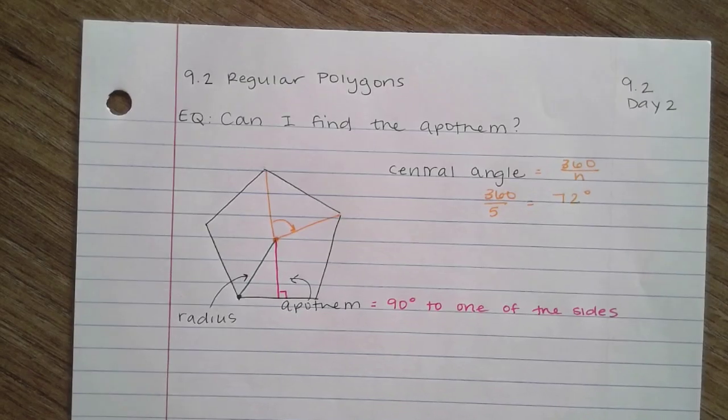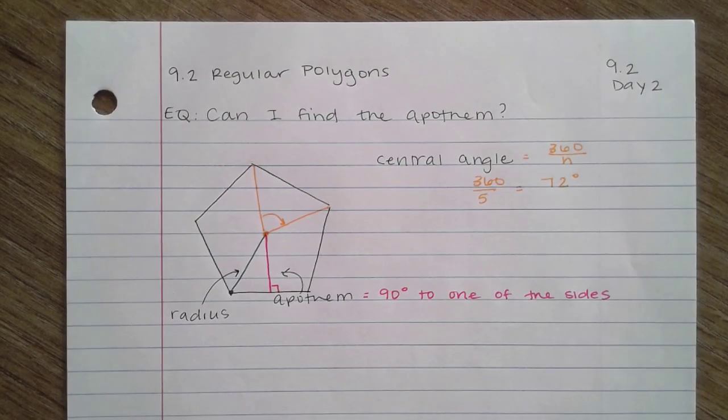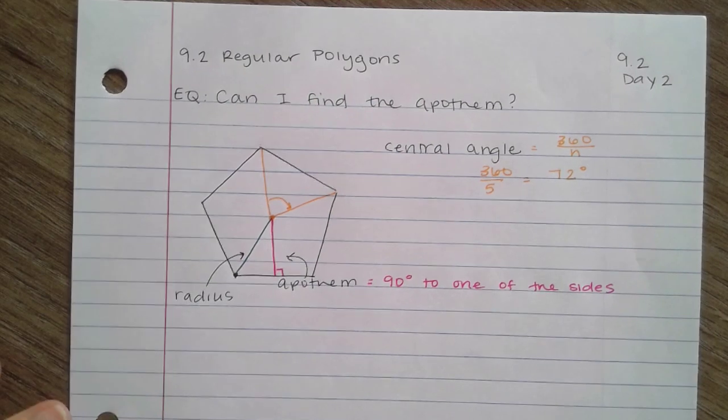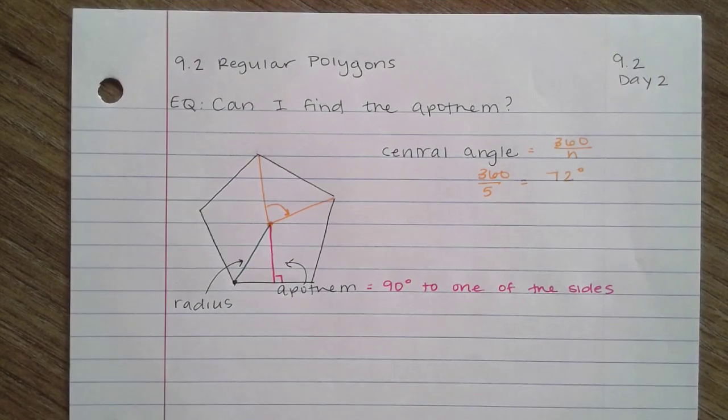And we need to be able to find the apothem. So if the apothem's not given to us, what do we do? Or if I know the apothem but I don't know a side length, what can I do? Because we need to use the apothem and use the perimeter in order to find the area of a regular polygon. And we are going to do that tomorrow. Today we're just going to focus on how to find the apothem.